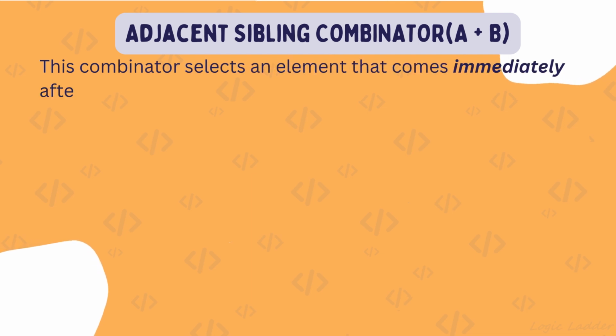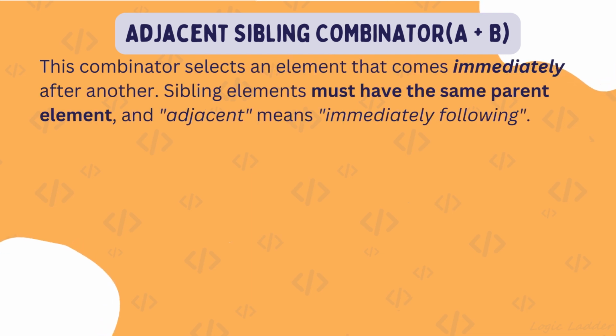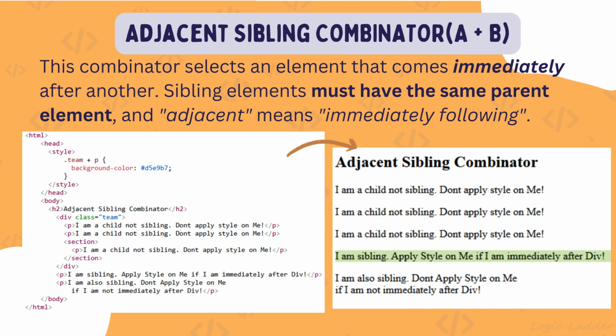Next is the Adjacent Sibling Combinator. This combinator selects an element that comes immediately after another. Sibling elements must have the same parent element, and adjacent means immediately following. For example, look at the HTML and styles carefully. The style .team plus p will apply styles on only the paragraph that is a direct sibling of the div tag and immediately after the div with class team. It will not apply style on a paragraph that is a sibling but not immediately after the div tag. It will also not apply on any child p elements that are not siblings of the div tag.